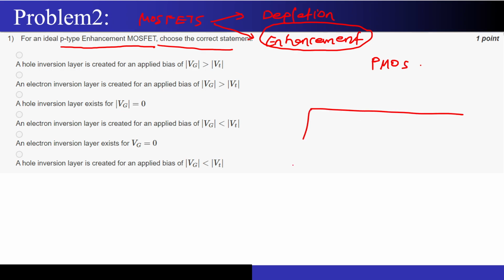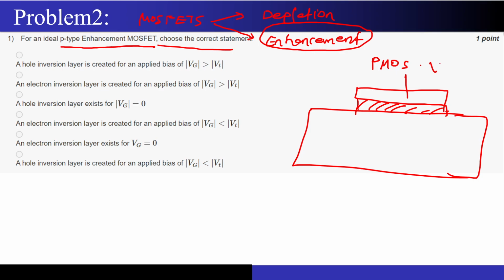Let me just draw a very quick cross section. This is my oxide, and this is my gate. Now this is a PMOS, so my substrate is not P-type anymore, it's N-type. And the N plus regions that you had will now become P plus regions.